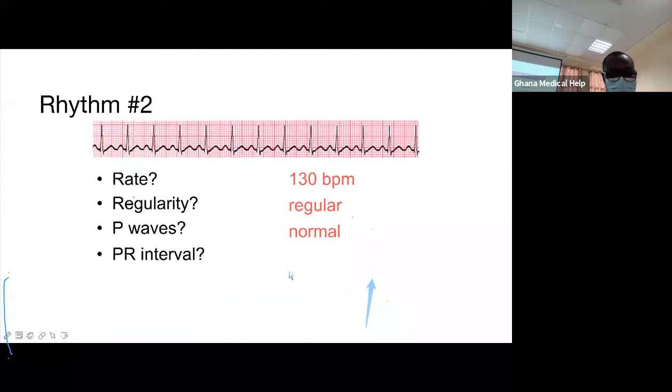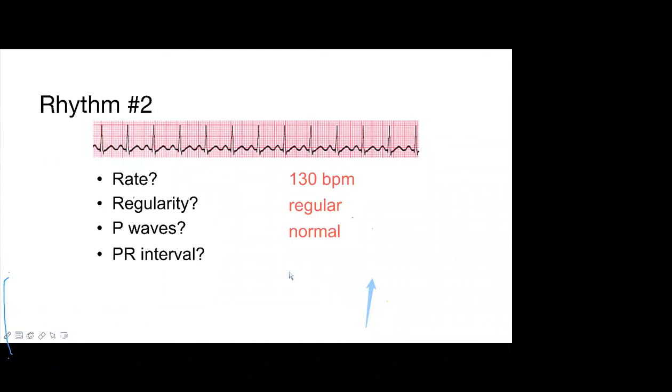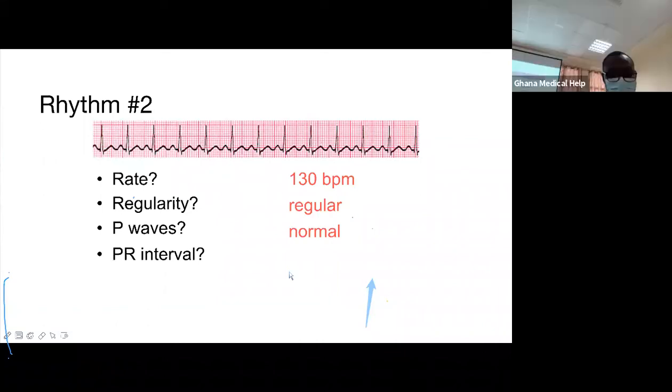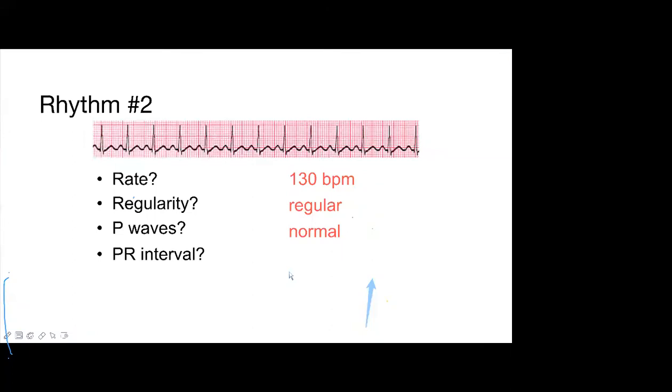What's the PR interval? Normal, abnormal? Normal. Okay, normal. What's the normal PR interval, since we have talked about this? 0.12 to 0.20. Yeah, great.